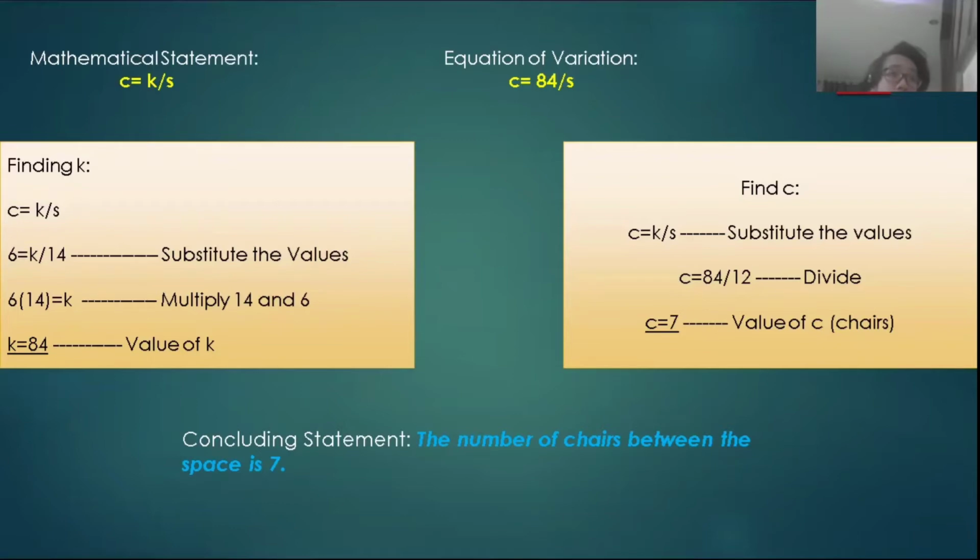Finding K. C equals K over S. Substitute the value: C equals K over 14. Multiply 14 and 6. 6 times 14 equals K. Value of K is 84. Find C. C equals K over S. Substitute the values. C equals 84 divided by 12. Value of C equals 7. Concluding statement: the number of chairs when the space between them is 12 is 7.